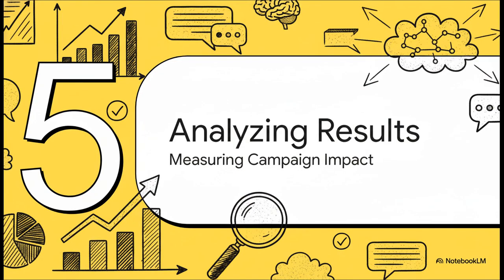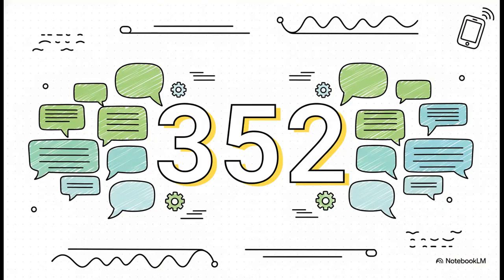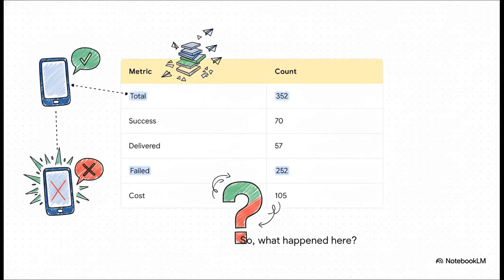Okay, so you've hit send on your campaign. It's out there. But did it work? How do you actually know? Well, the only way to find out for sure is to look at the data. All right, so in the example we're looking at, they queued up a campaign to send to 352 people. So 352 messages are ready to go. That's our baseline number. But this is where the story gets really interesting.